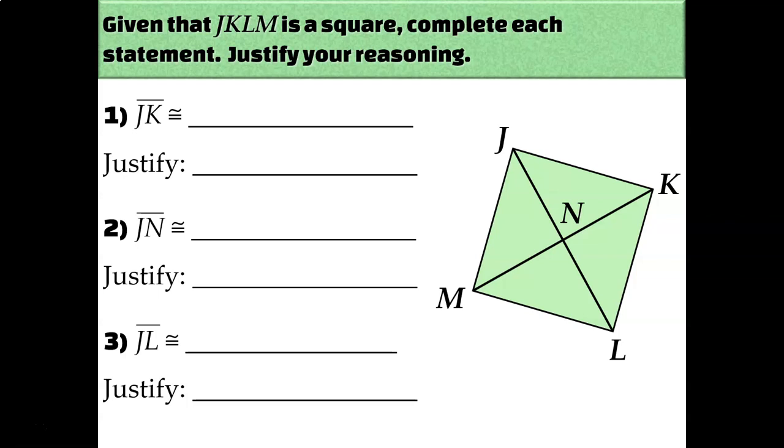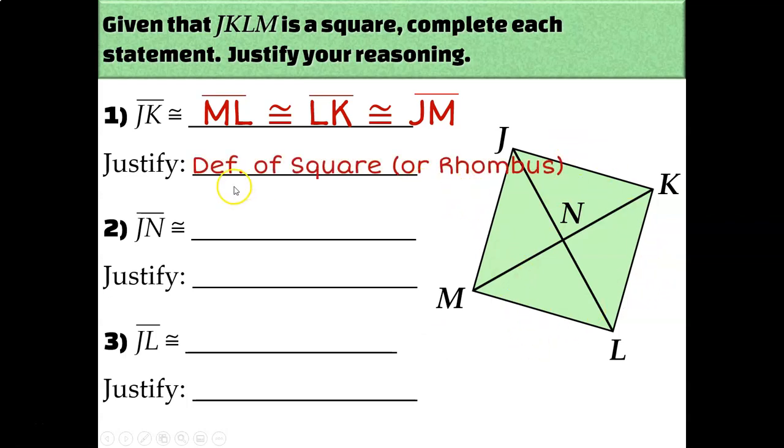Which side is JK congruent to? All the other three. Because it's a square, that means it's a rhombus, which means all four sides are congruent. So you could either say for your justification that this is the definition of square, or you could also say that it's the definition of rhombus.